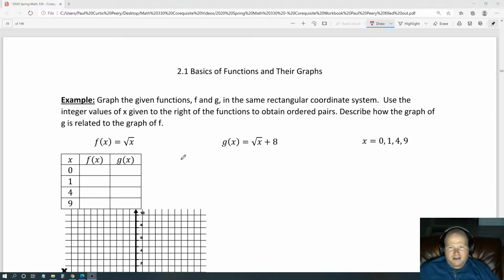Basics of functions and their graphs. Graph the given functions f and g in the same rectangular coordinate system. Use the integer values of x given to the right of the functions to obtain ordered pairs. Describe how the graph of g is related to the graph of f.